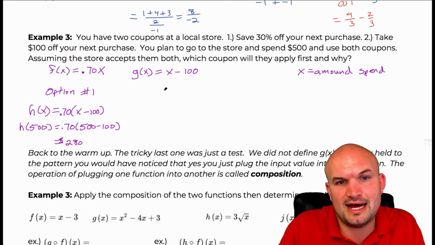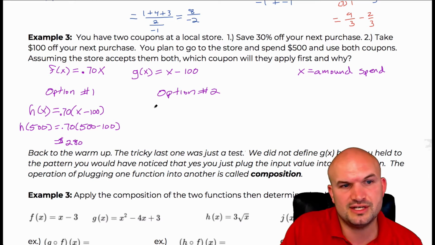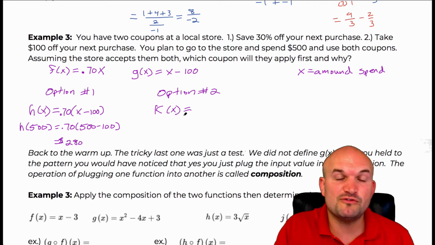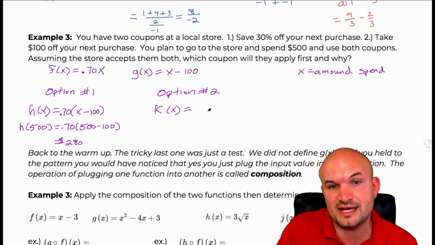Now let's take a look at option 2. Option number 2 is basically stating, all right, let's call this new function k of x. For this new option, basically what we're going to do is take 0.70 of x.